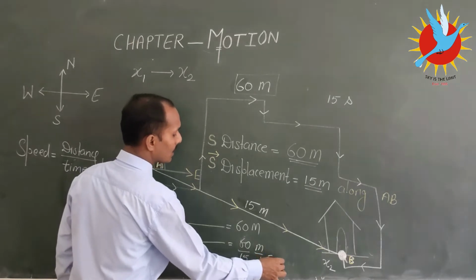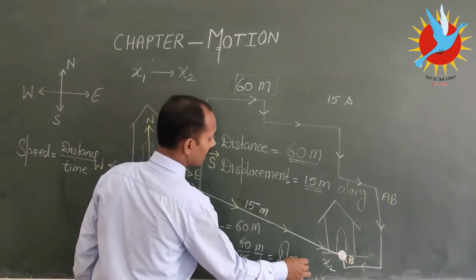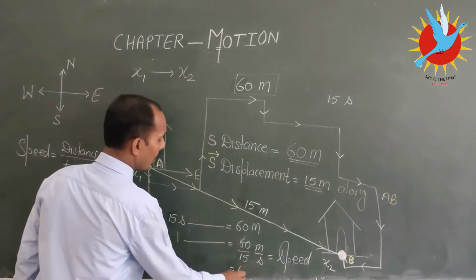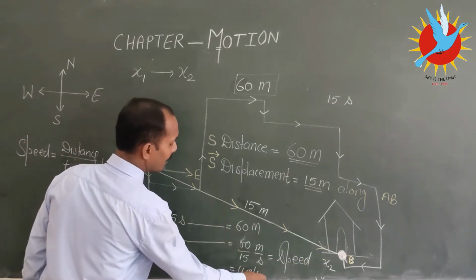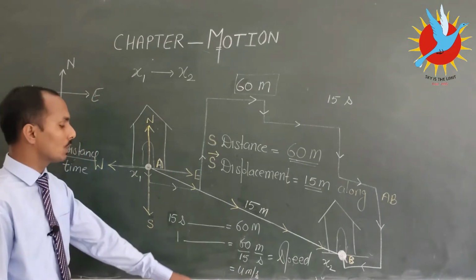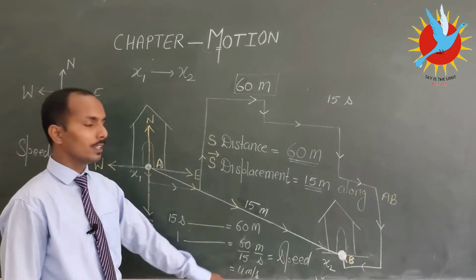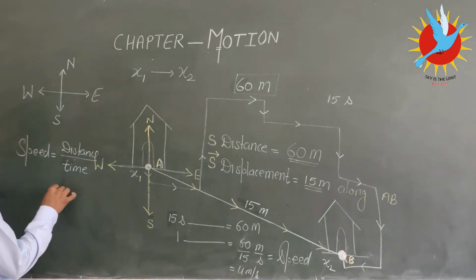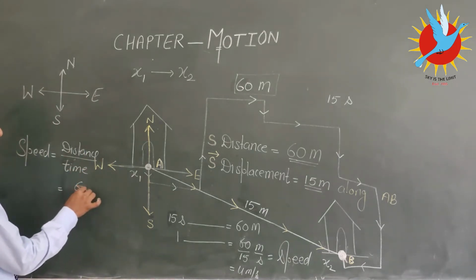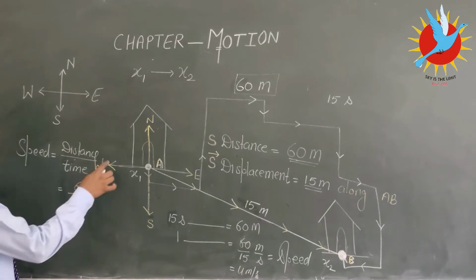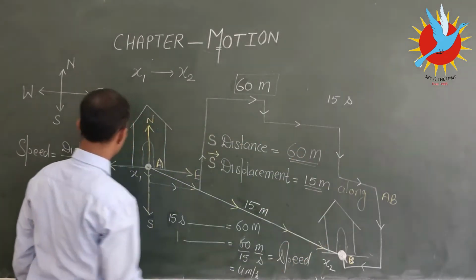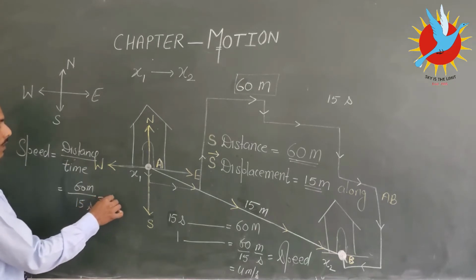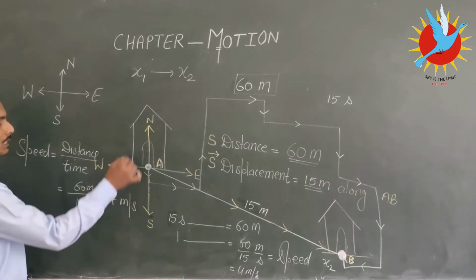This is known as speed. It means 4 meters per second. In 1 second you cover 4 meters. The distance is 60 meters, and the time you take to reach your friend's home is 15 seconds, so it means 4 meters per second.